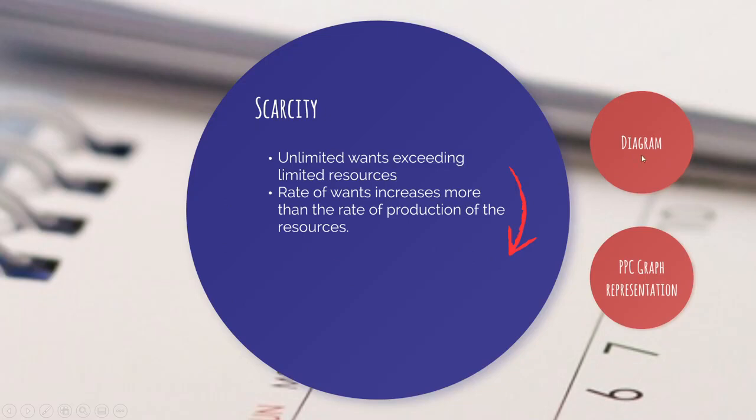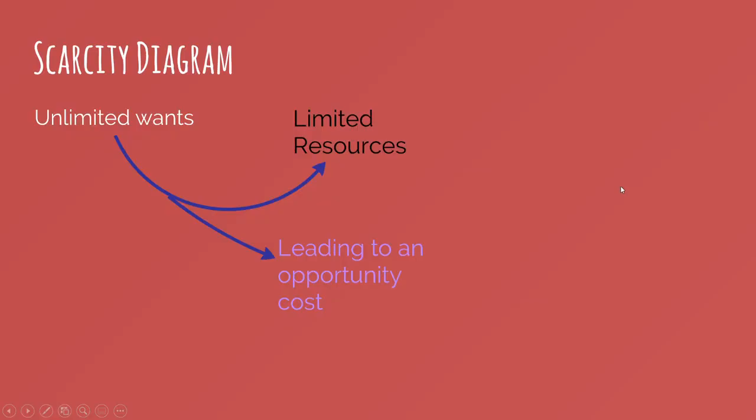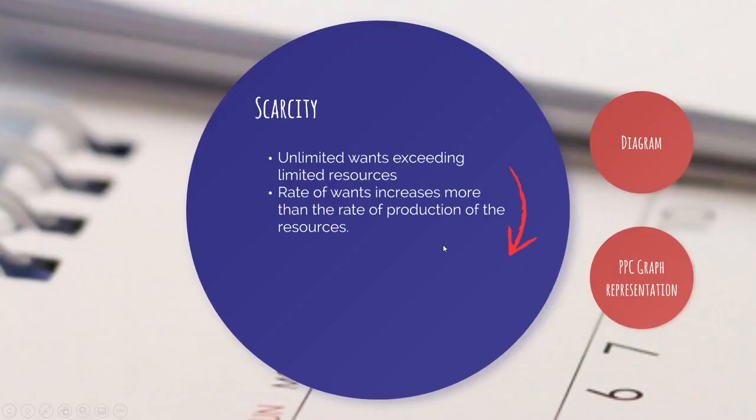It can be shown in a diagram form or a PPC graph representation. Let's check the diagram. There are unlimited wants and there are limited resources. This can lead to an opportunity cost, and we will learn about opportunity cost in further videos. But basically opportunity cost is the best alternative forgone.